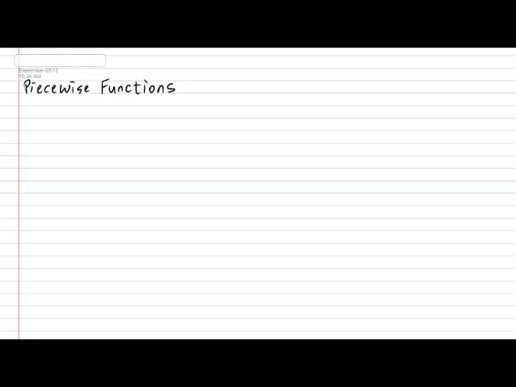Hi everyone. In today's lesson we're going to be looking at what is meant by piecewise functions. So in your notebook, please put down today's subtitle, which is Piecewise Functions. As the subtitle suggests, piecewise functions occur in pieces.